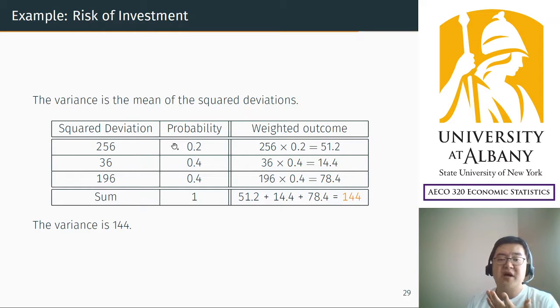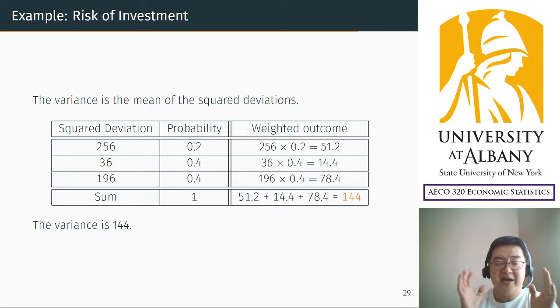Then outcome times probability is the probability weighted outcome. 51.2 is the probability weighted outcome for the first one. And 36 times 0.4 equals 14.4. And 196 times 0.4 equals 78.4. So this is exactly what we did to calculate the mean. We are calculating the probability weighted outcomes and summing them. Sum these three numbers, you get 144. That is the variance, right?